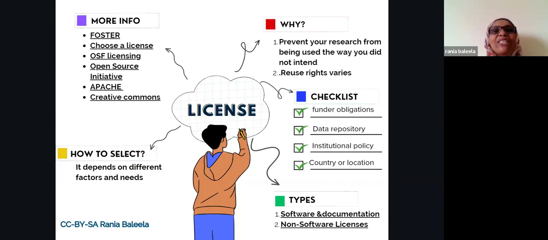So you need to be very sure about the obligations, the country location, and the data itself when collected from another geographical location, and things like that. You need to be very sure about what you're doing.